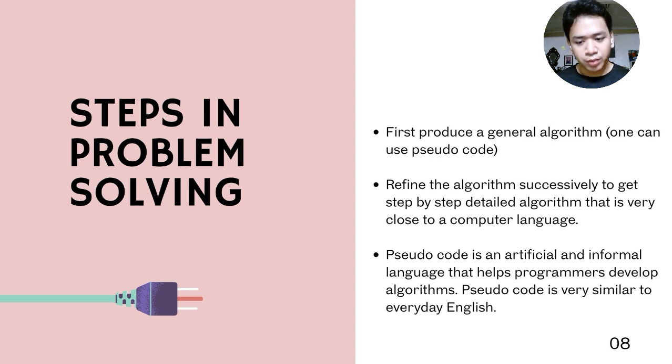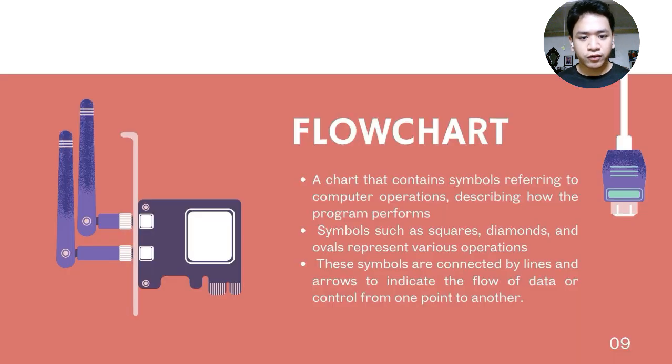Now, the steps in problem solving. To summarize problem solving: first, we create a general algorithm, often written in pseudocode. Then we refine it step by step until it's very close to a computer language. Pseudocode is helpful because it's written in everyday English, making it easy for programmers to develop solutions.